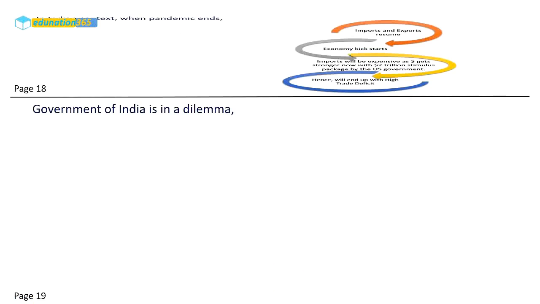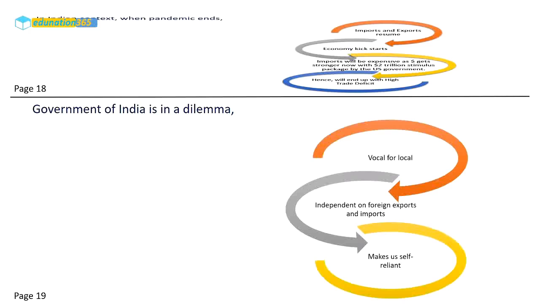Government of India is in a dilemma on what route to choose and how to face the world after the pandemic. But they have done what any government would do under extreme circumstances. Seems like the vocal for local campaign is inevitable as we might not afford to import from outside as the risk is higher. Self-reliance is the only way out for now.